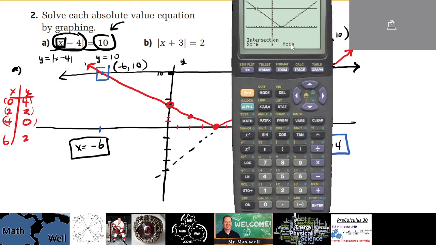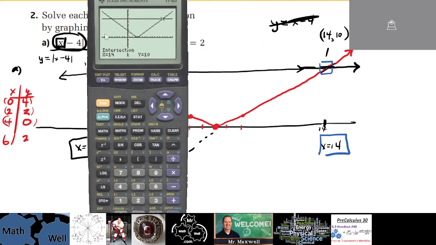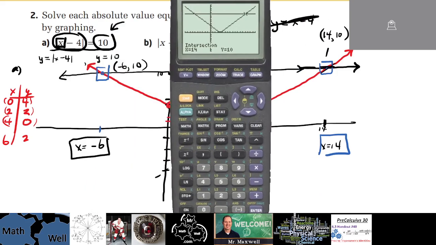So negative 6, 10 is the coordinate. Very good for those of you that sketched that out and got that. Our one x possible value is negative 6. Do it again real quick. Second function, calculate, 5. First curve, yes. Second curve, yes. The guess. So now move your cursor way over to the other side. Nope, doesn't matter which one's first or second. Here's your intersection, 14, 10. That is definitely what we did here. So boom, done. Okay? That's graphing.